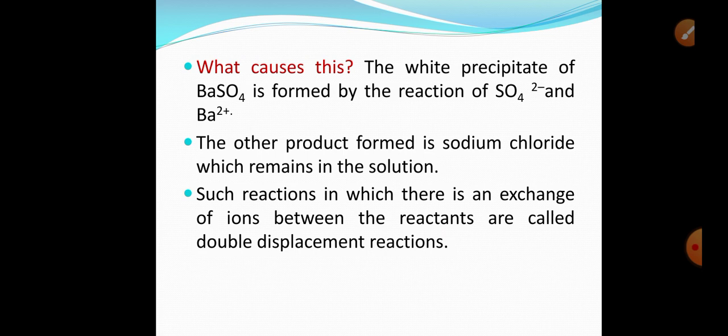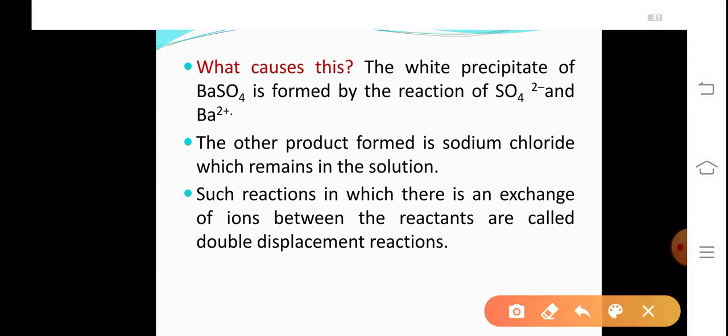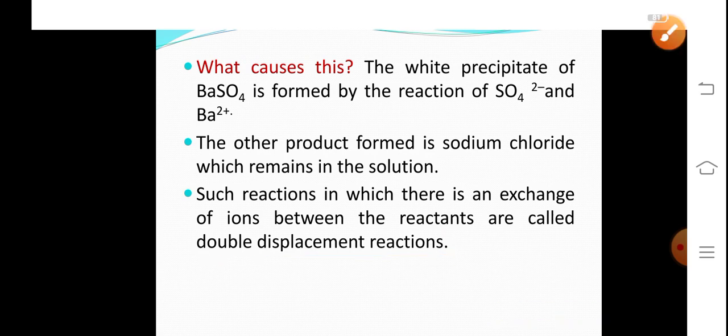So what causes this? The white precipitate of barium sulfate is formed by the reaction of sulfate ions and barium ions. The other product formed is sodium chloride, which remains in the solution. Such reactions in which there is an exchange of ions between the reactants are called double displacement reactions. So in such reactions, all the partner ions have changed their partners.